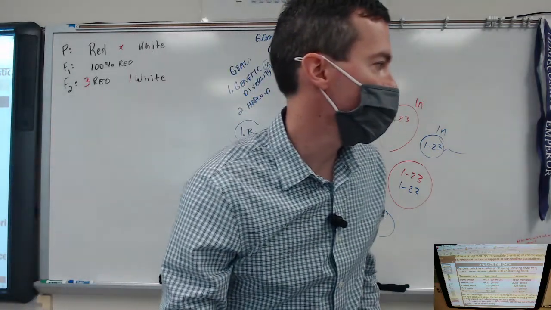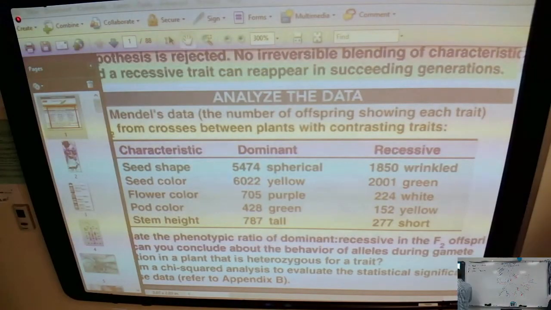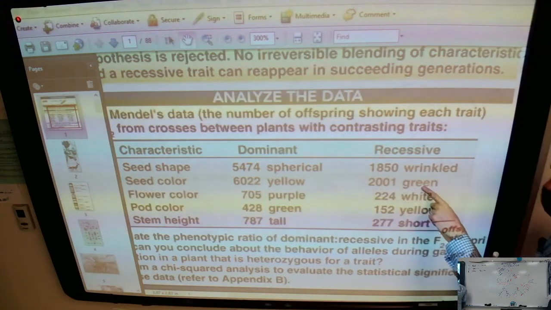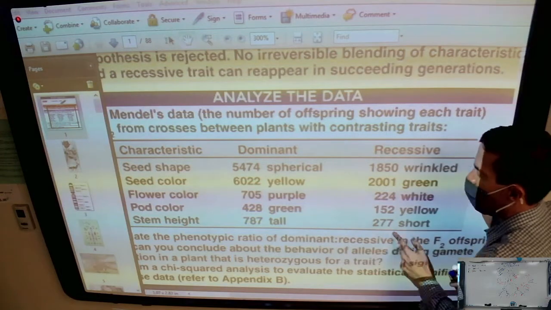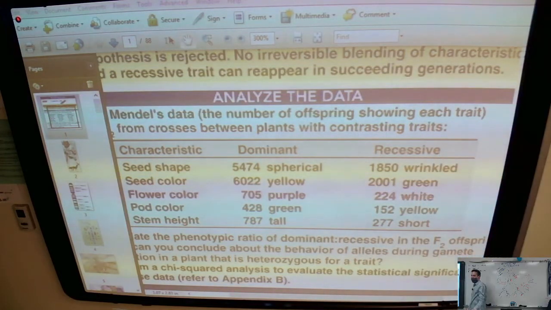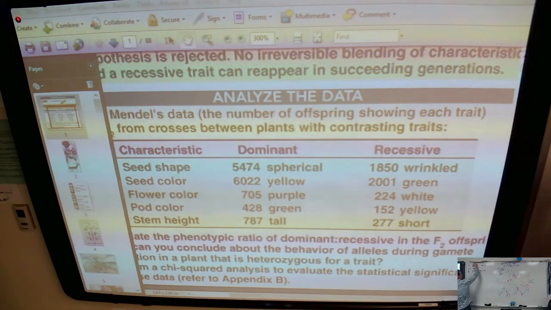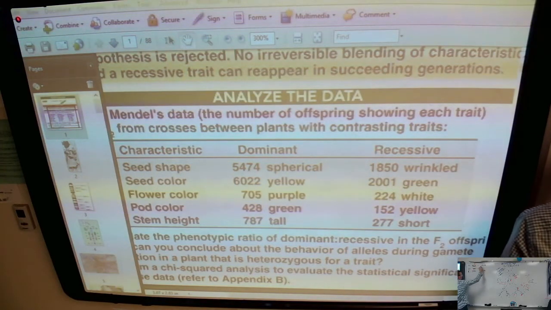Let me switch cameras for you. He looked at seed color, 6,000 yellows versus 2,000 greens, 3:1, 3:1, 3:1, 3:1, 3:1. He's like, all right, this is not chance. There's something going on with this 3:1 thing. And so he's sort of like, what if red is dominant, and I get a version of the color gene from mom, and maybe one from dad, and then white was recessive.